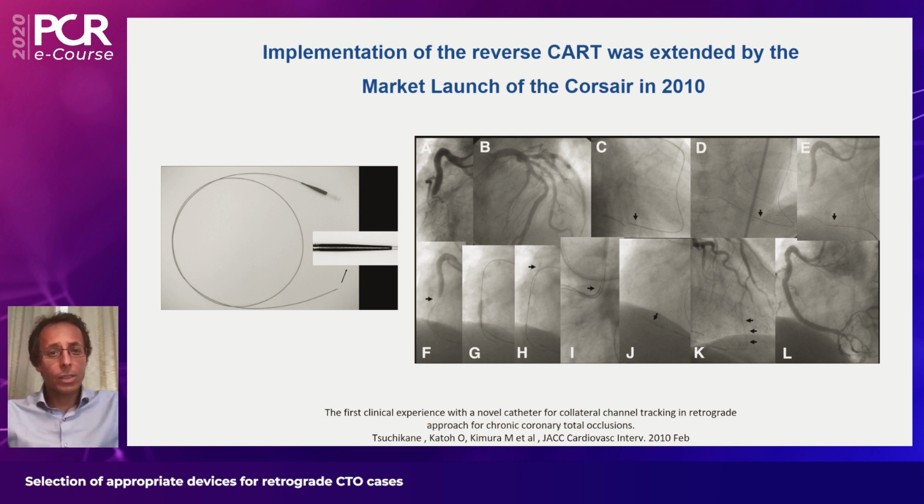I think in 2010, the market launch of the Corsair from Asahi Intecc really helped a lot with the retrograde approach, because the implementation of the reverse CART was extended by this publication in JACC Cardiovascular Interventions in February 2010. From this time on, the reverse CART procedure became easier, because you had the microcatheter on the retrograde cap, and you could change wires and stiffness, from polymer jacket wires to really penetrative wires, for setting up your reverse CART maneuver.